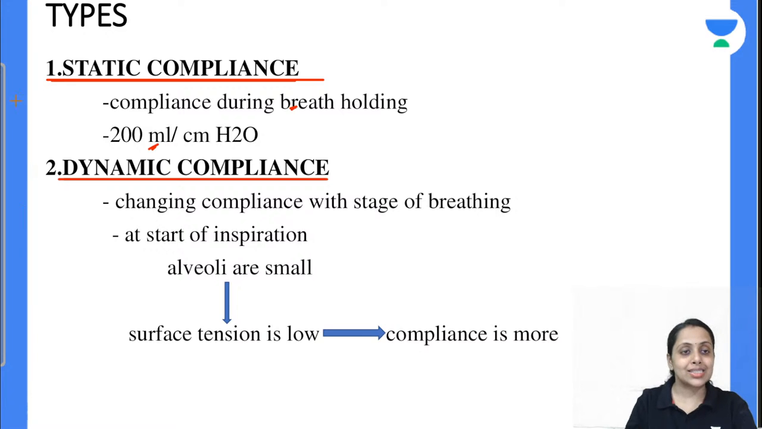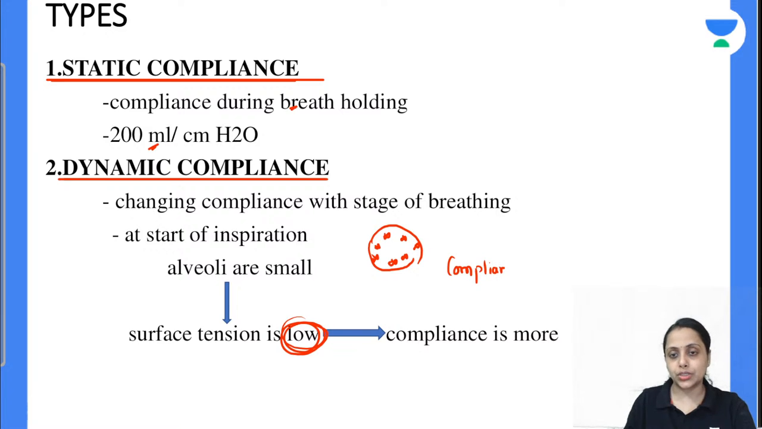So what happens at the start of inspiration? Our alveoli are smaller. So in this small area our surfactant will be distributed, so a higher concentration of surfactant will be there. So surface tension is reduced here. So overall, what will the surface tension be here? Low. And we all know compliance is inversely proportional to the surface tension. So surface tension is low, so compliance at the start of inspiration is more. Is this clear with everybody?